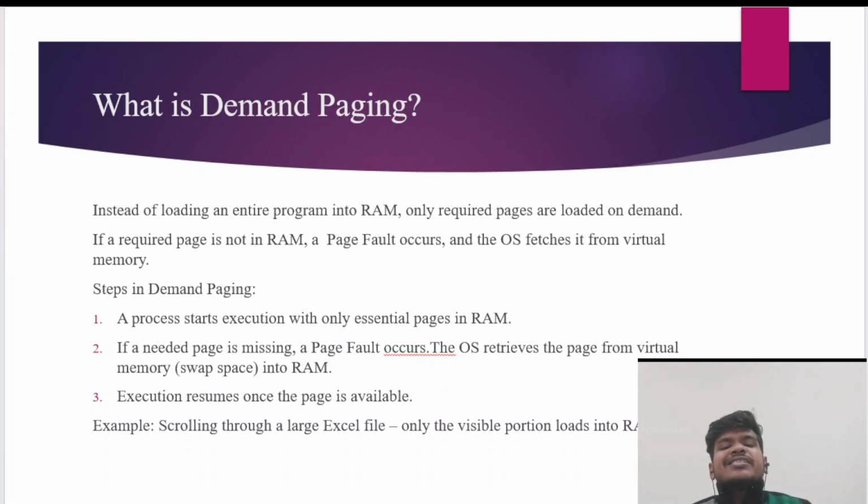So, moving on to the steps in demand paging: a process starts execution, but only essential pages are loaded. If a required page is missing from RAM, a page fault occurs. The OS retrieves the page from the virtual memory, swaps it back and loads it into the RAM. The execution resumes once the page is available, obviously.